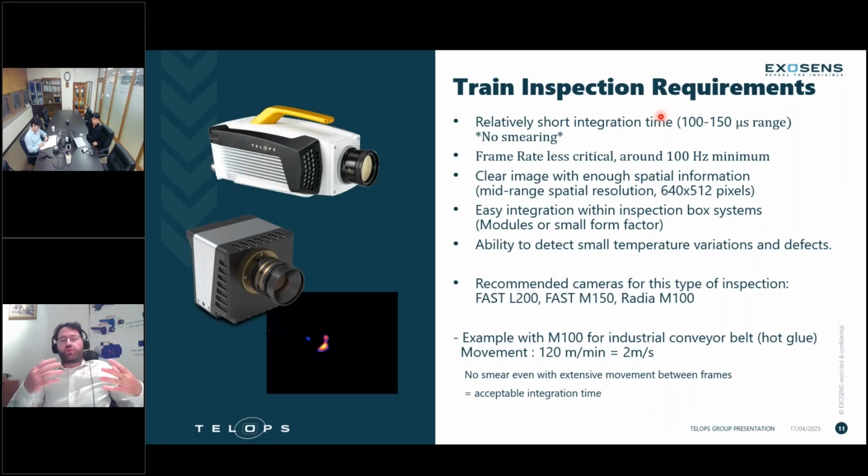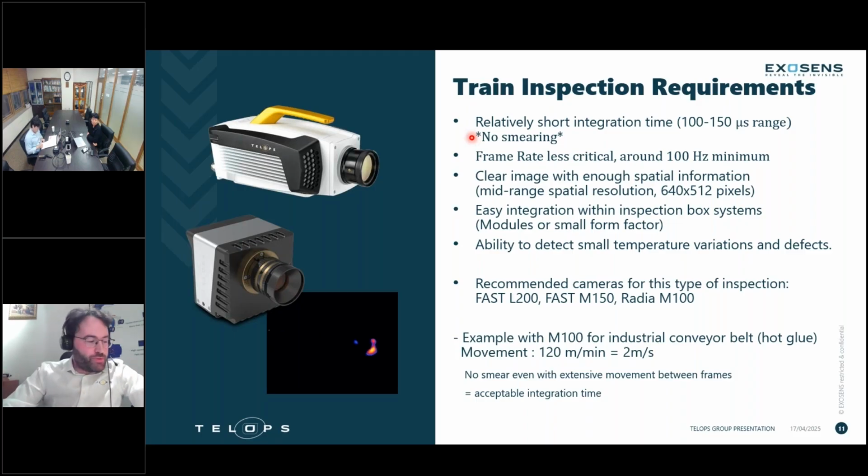So in terms of requirements for train inspection, it's important to understand a few critical parameters. The main aspect is really the short integration time. We're talking in the range of 100, 150 microseconds to avoid any kind of smearing when you have parts of the train moving by your system quite fast. The frame rate itself, I would say, is less critical. I'll let Joowon talk about this a bit more.